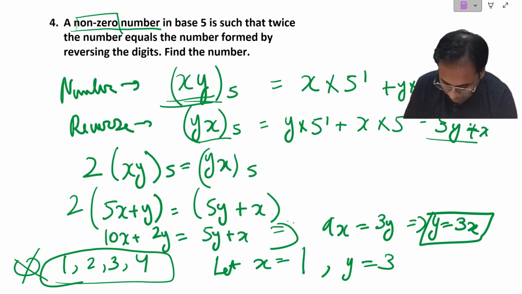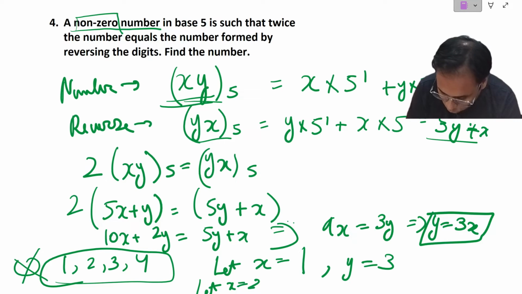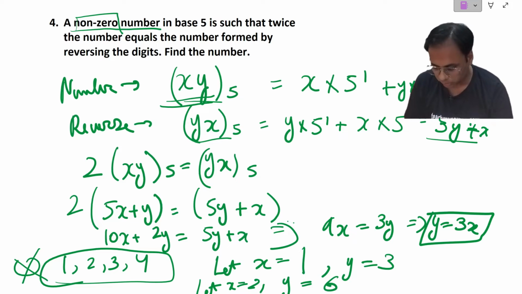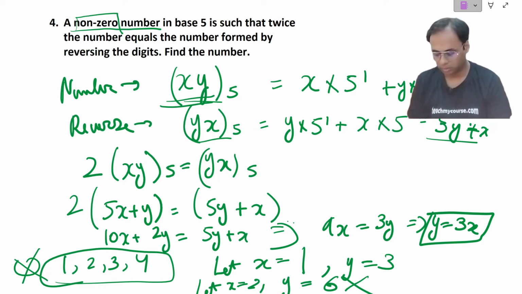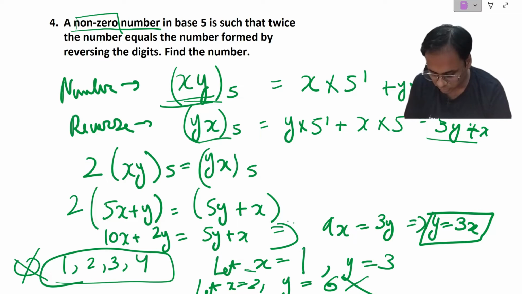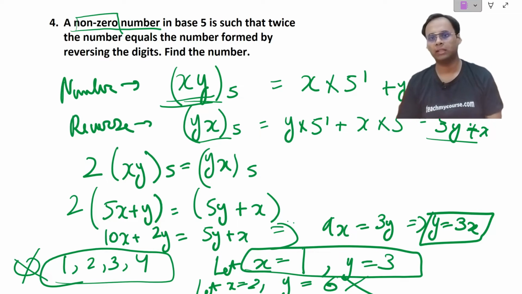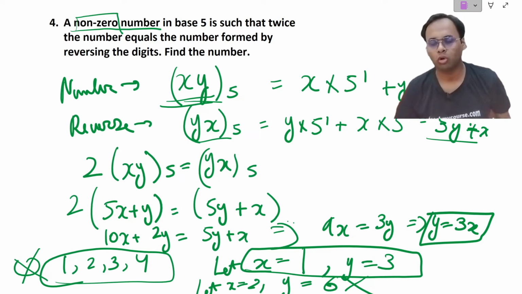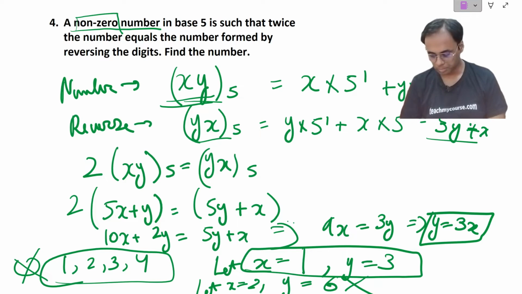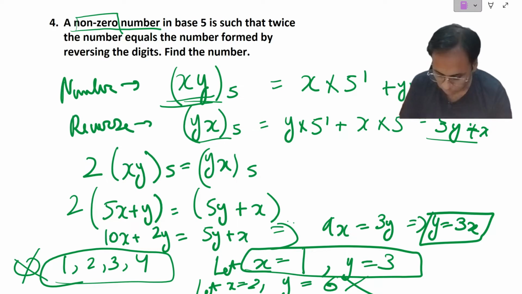Okay, let us see the second case. Let x equal to 2, then y equal to 3 into 2, 6. Is it possible? No, this case is not possible. So the only possible case is x equal to 1 and y equal to 3, because as we increase the value for x, the value for y gets increased and it becomes beyond 4. So obviously this is not a number which is in the base 5. Okay, so this is the only possible combination.